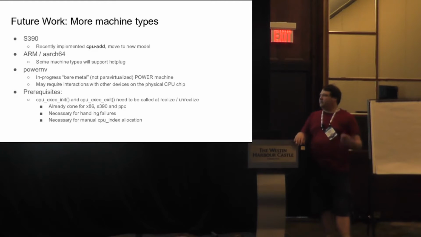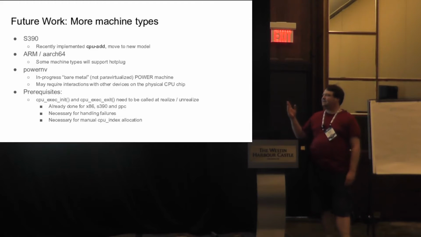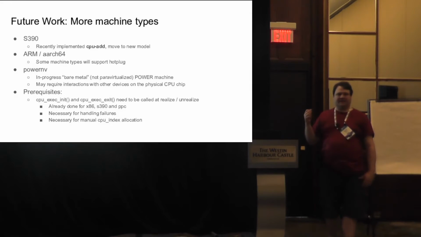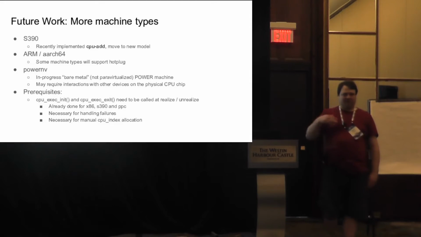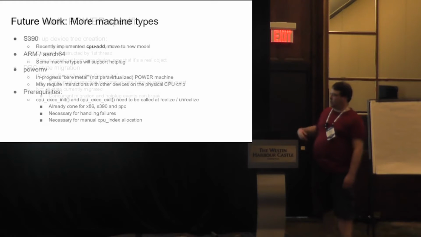As I mentioned, stable CPU indexes are a prerequisite for implementing hotplug on a platform. They also need to make sure that the CPU exec init and exec exit functions are called at realize and unrealize. A lot of platforms other than x86 and Power call them at init and finalize time, which has various problems. So there's basically a bunch of prerequisite cleanup that machine types need to do before they can implement the new hotplug model.